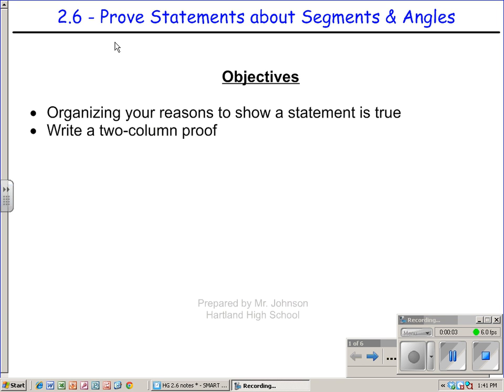All right, this is section 2.6, proof statements about segments and angles. The whole idea of this section is going to be to organize all your reasons and your statements into just a logical fashion to show that this one statement is true. One way to do that is with a thing called a two-column proof. So it's just an organizational way to organize an argument.